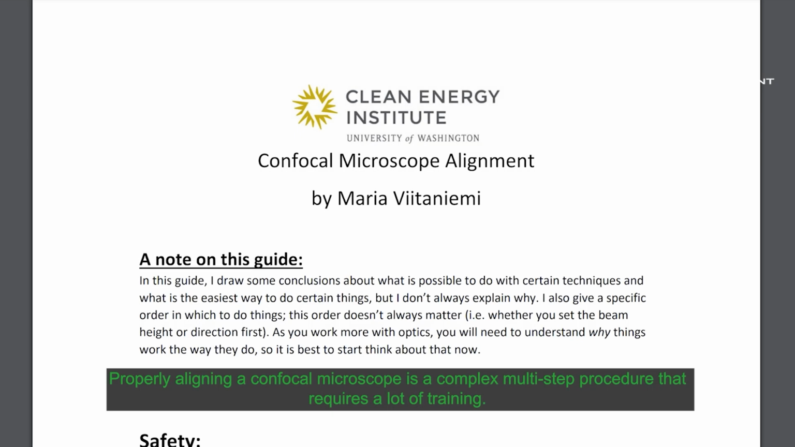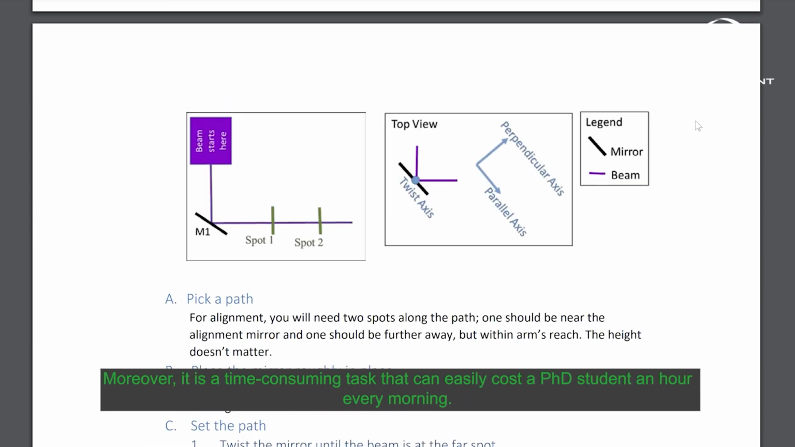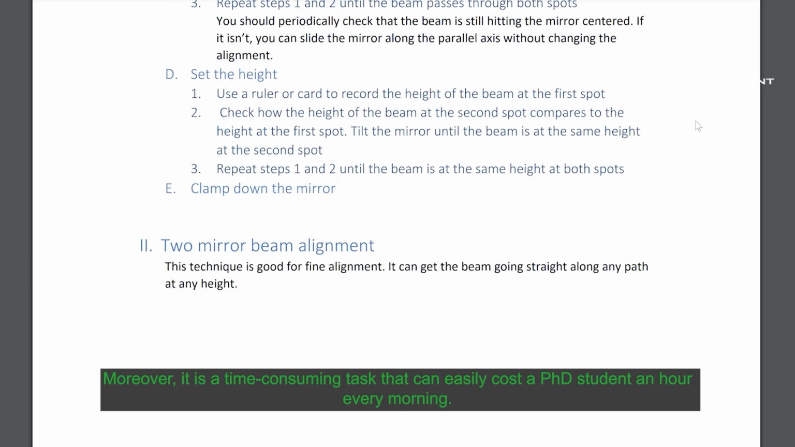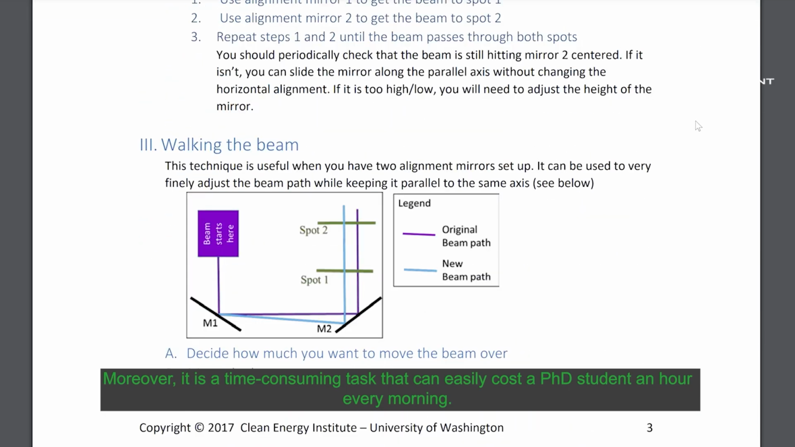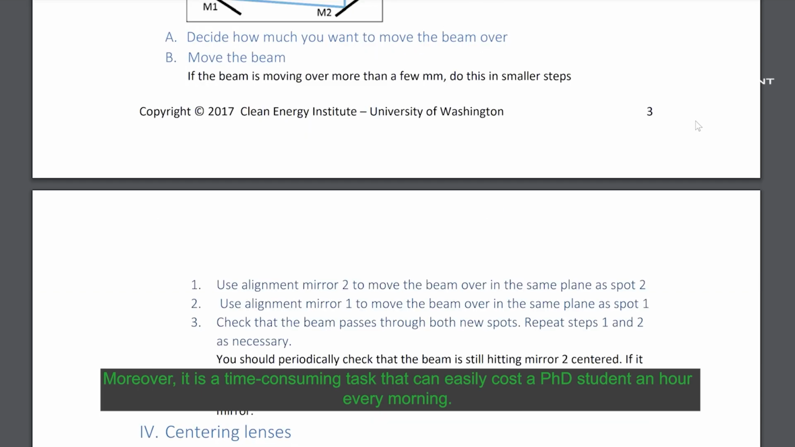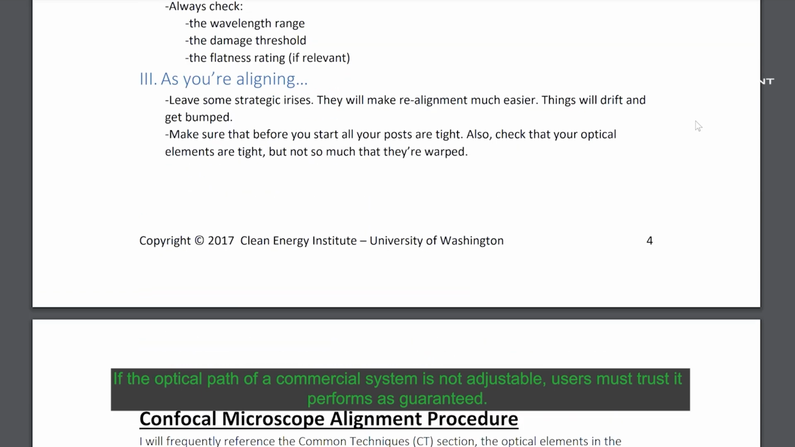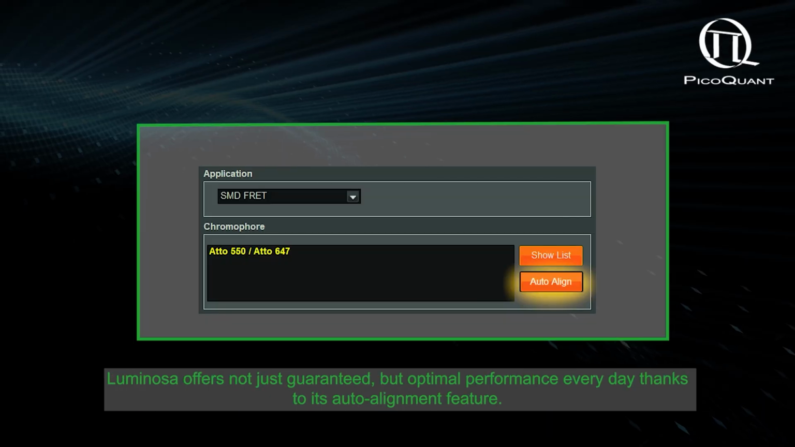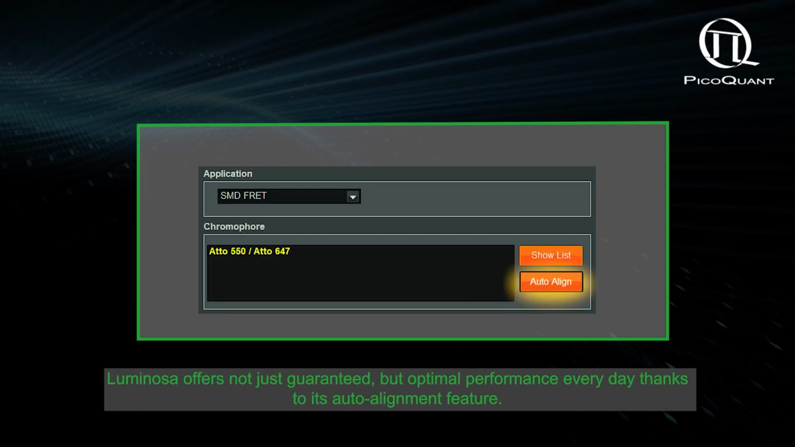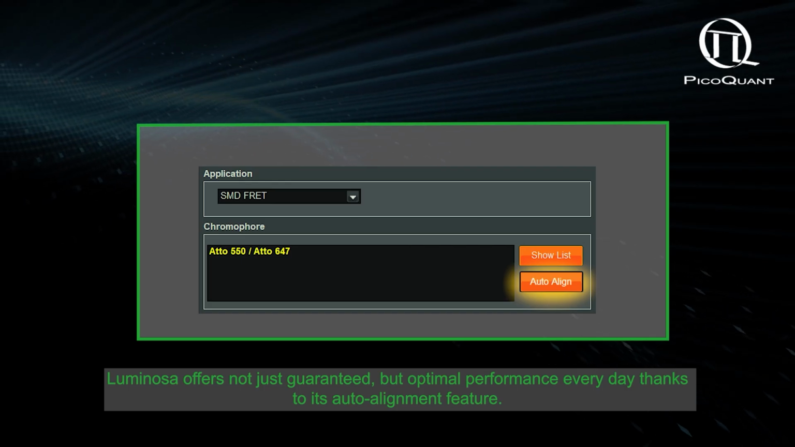Properly aligning a confocal microscope is a complex multi-step procedure that requires a lot of training. Moreover, it is a time-consuming task that can easily cost a PhD student an hour every morning. If the optical path of a commercial system is not adjustable, users must trust it performs as guaranteed. Luminosa offers not just guaranteed, but optimal performance every day, thanks to its auto-alignment feature.